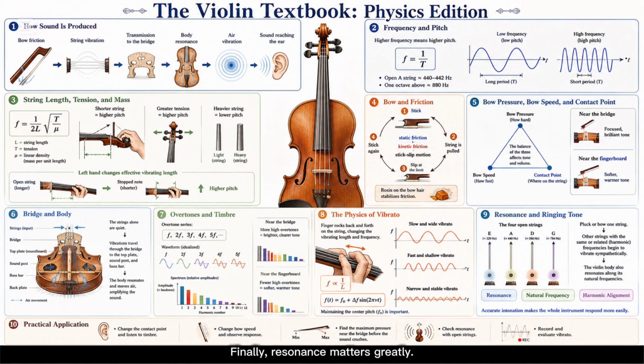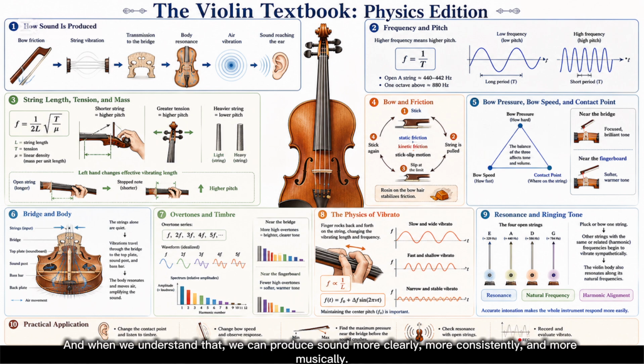Finally, resonance matters greatly. When intonation is accurate, open strings and the body of the violin respond more easily. That is why good intonation often feels more resonant and alive. So listening for resonance means listening to the instrument's physical response. In short, physics helps us understand how the violin really works. And when we understand that, we can produce sound more clearly, more consistently, and more musically.